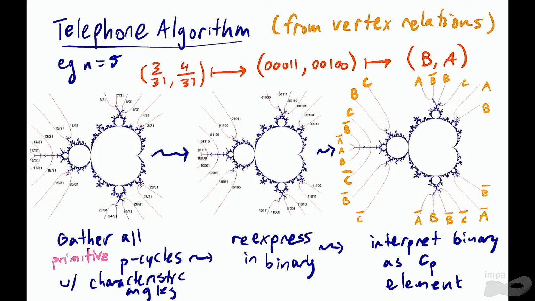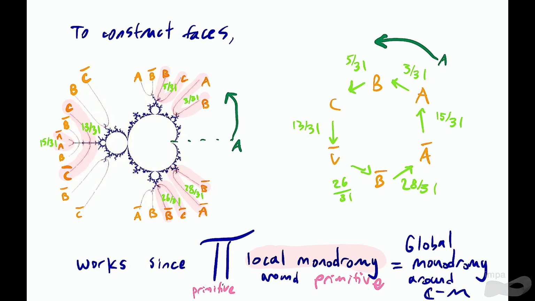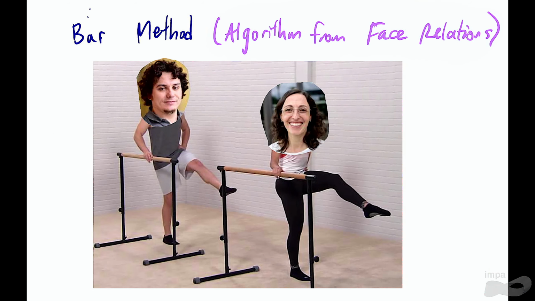Let's see, I only have a couple minutes left, so I wanted to not start with the telephone algorithm, but I want to start with the bar method. It was that we had these vertex relations, and we also had these face relations.